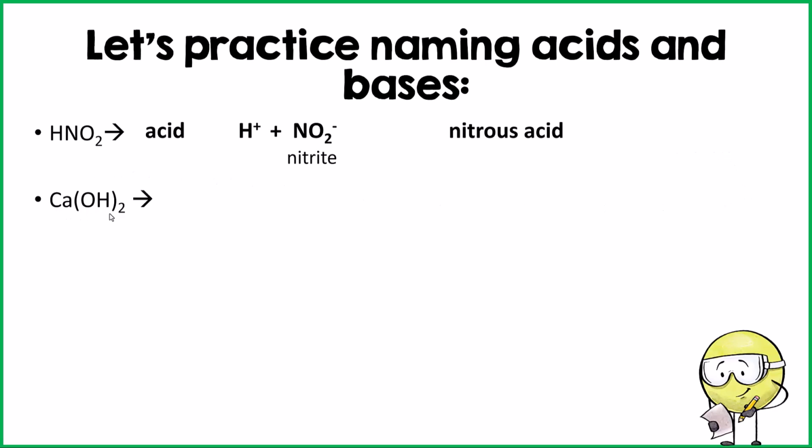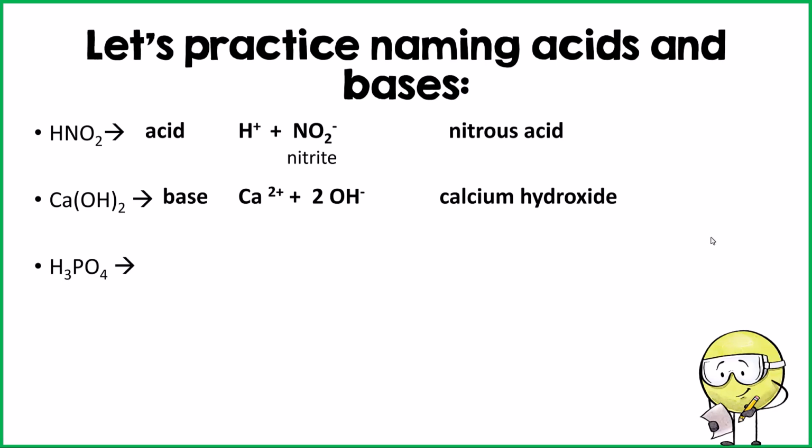Calcium here, and we have hydroxide, so we know that that's a base. It breaks into calcium and 2 hydroxide ions. So that's going to be calcium hydroxide. Here's your next compound. Try to figure this one out on your own and then pause the video if you need to and come back.